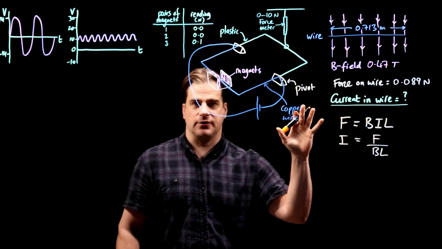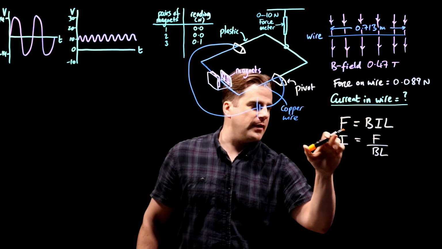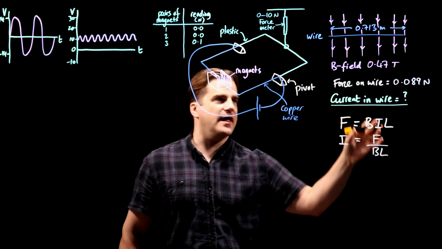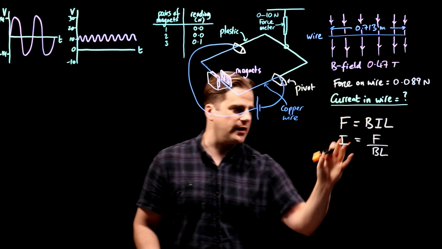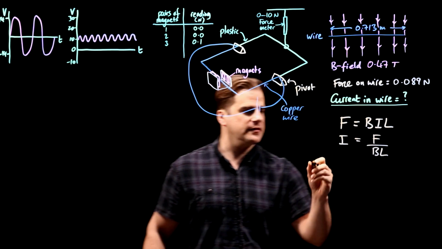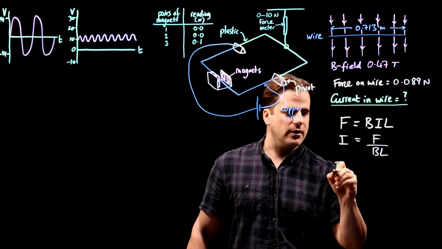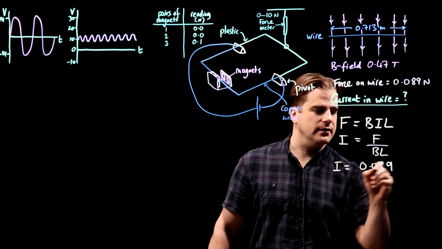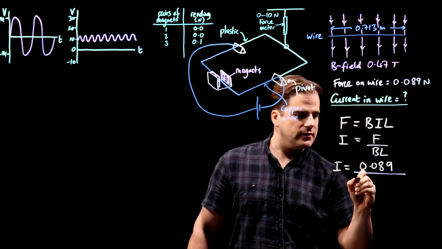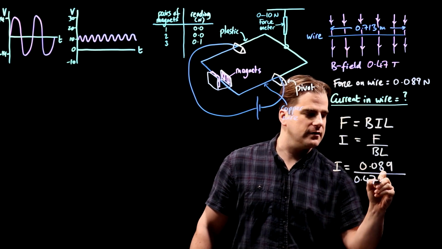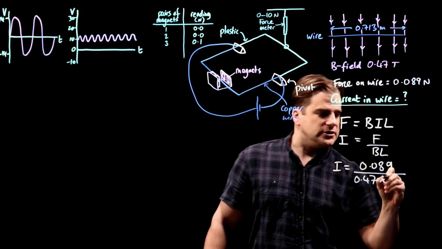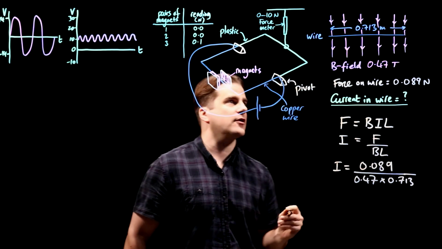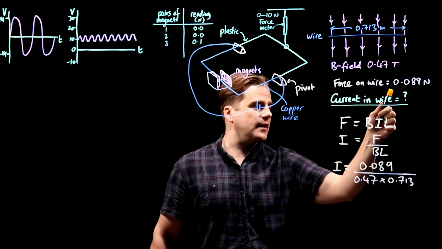Always rearrange the equation first. Make the thing you want the subject and then put in the numbers. Don't put in the numbers here, then rearrange it. That's a pain. Do it like this. Right, we're ready to put in the numbers. So therefore, current is, the force is 0.089. B is 0.47 times L, which is 0.173. All of them are in the correct units, meters, Tesla and newtons.